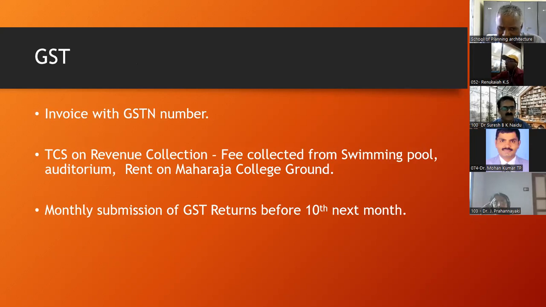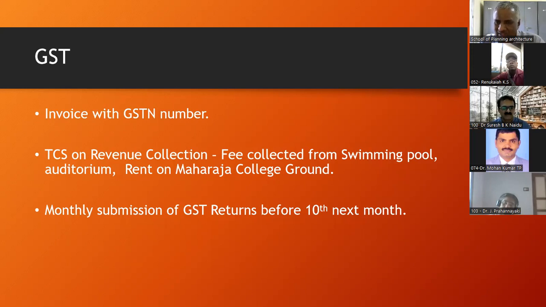And TCS or revenue collection. What is TCS? Tax collection at source. Some colleges will collect money from the auditorium. They rent out the auditorium, sports ground for conducting some event, or there may be a swimming pool. You collect the money. Whenever you generate revenue from the sources, means your auditorium, your sports ground, or you may give some of the building as a rent to the people. The GST says that you have to pay the money for any receipts. So for this is called TCS.